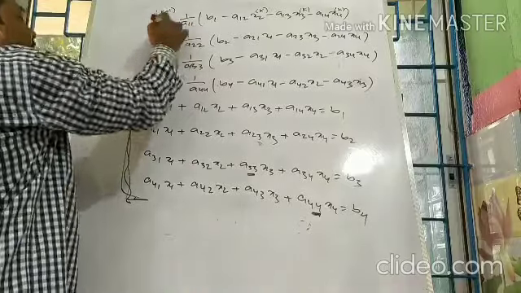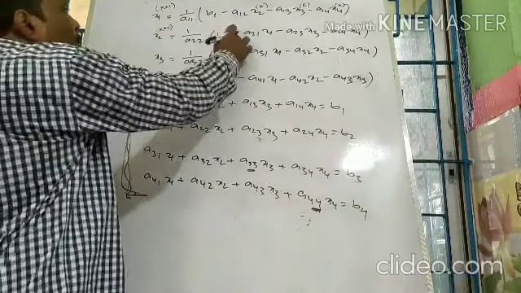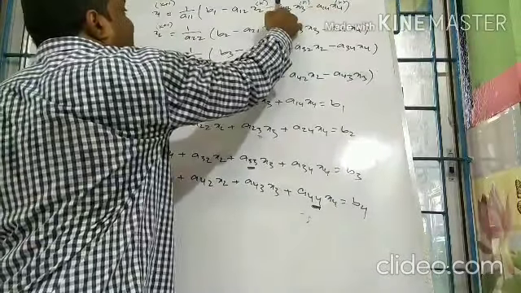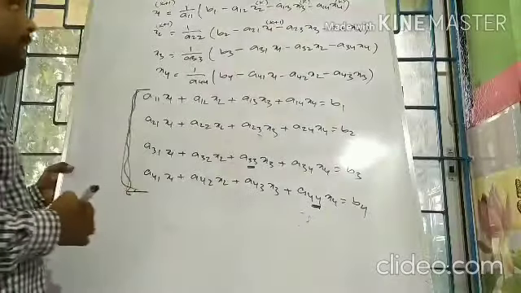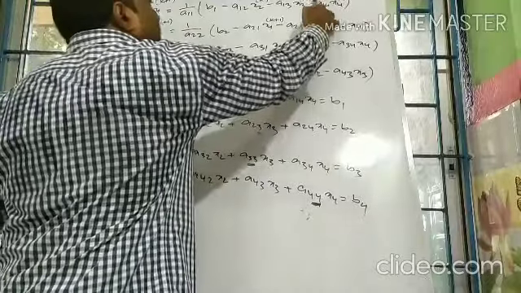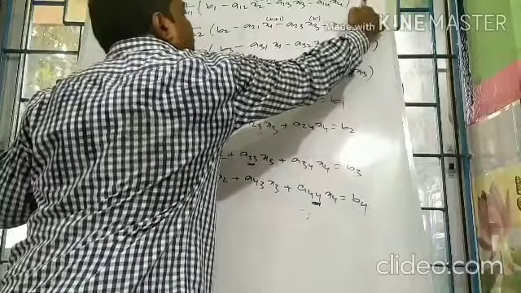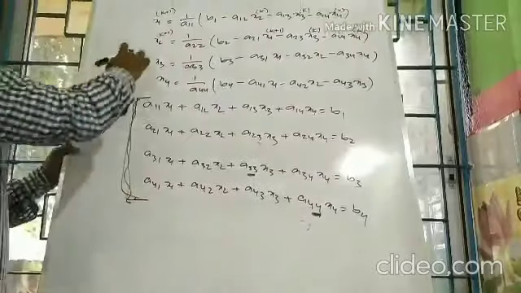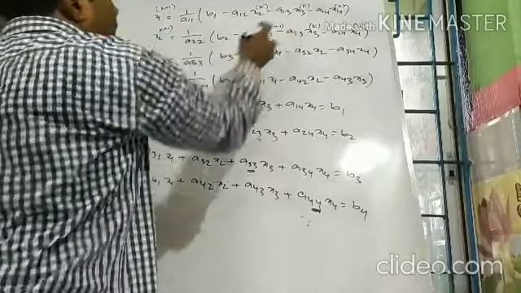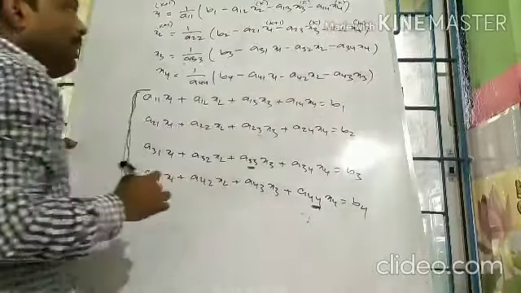x2(k+1), the present iterative value of x2, equals 1/a22 times (b2 minus a21 times the present iterative value of x1, minus a23 times the previous iterative value of x3, minus a24 times the previous iterative value of x4). Okay. So x2(k+1) is 1/a22 (b2 - a21 x1(k+1) - a23 x3(k) - a24 x4(k)).